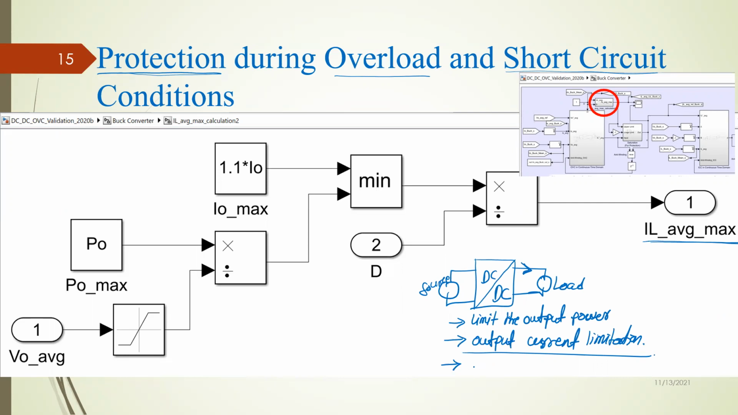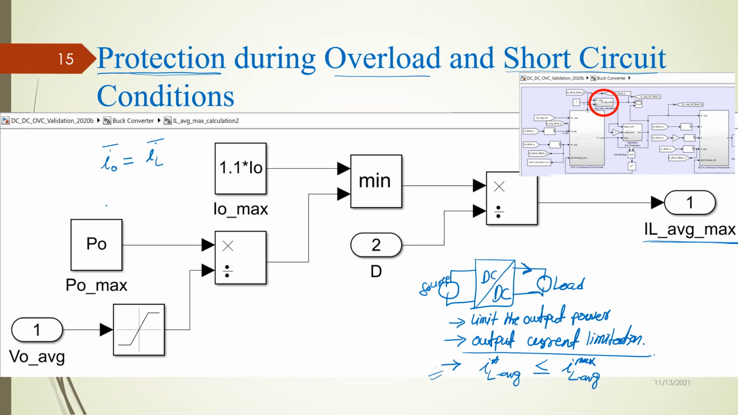So basically, IL average star should be less than or equal to your IL average maximum for the inductor. This is also one condition which we will see for the boost and buck-boost converters. In the buck converter, you know that I out average is equal to your IL average. So if you limit your I out average, then you are indirectly limiting your IL average, and you don't have to do this additional third step.